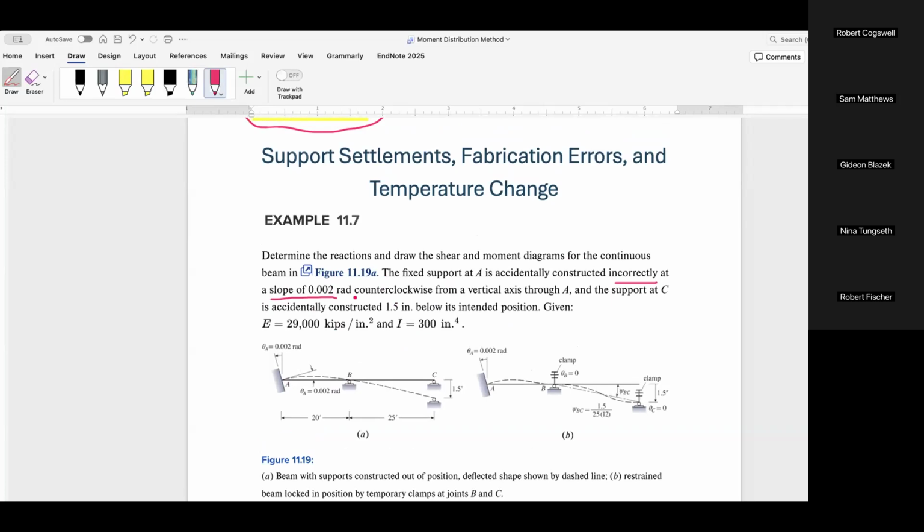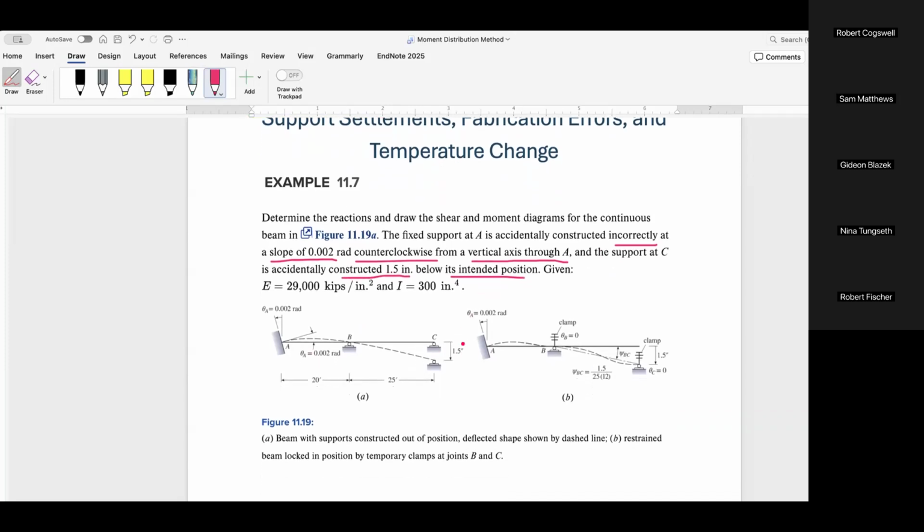So it's saying that it's counterclockwise, okay, that vertical axis through A, everything is given. The support C is accidentally constructed 1.5 inch below its intended position. Yeah. So they did a horrible job constructing the beam. So now what we have to do to compute their reaction, and let's see how to do that.